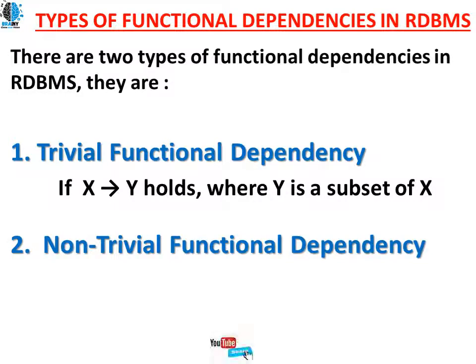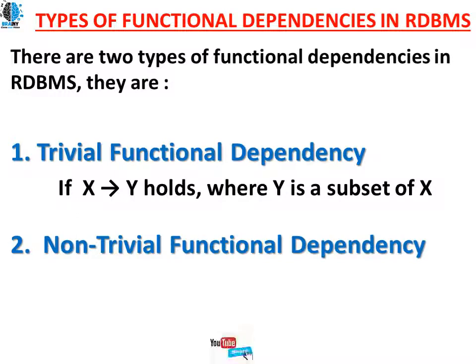Next we have non-trivial functional dependency. Before starting with this, trivial functional dependency does not require any cases to study, because by seeing the dependency we can easily identify it. Whereas for non-trivial functional dependency, we need to establish different cases, as I have shown you, four different cases. Using those cases we find out the functional dependency.